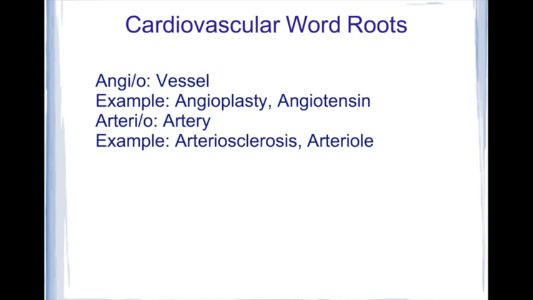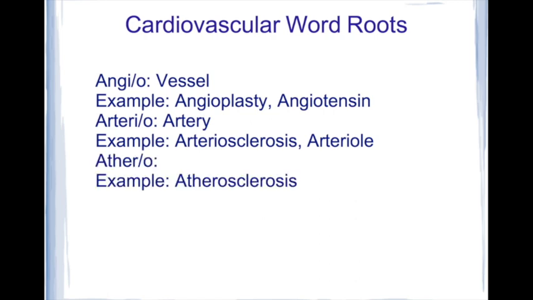So when arteries branch off, they become arterioles, which then branch off into capillaries. Okay, athero. The prime example here is atherosclerosis, which is pretty similar to arteriosclerosis. You're going to see these kind of interchangeably at times. One is caused by the other, and vice versa.